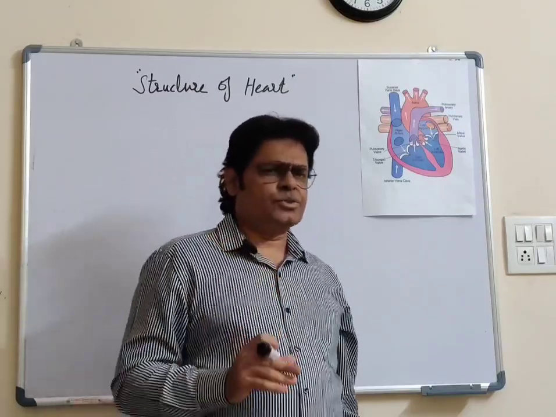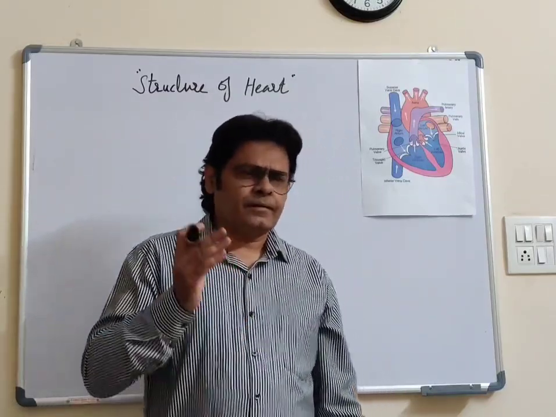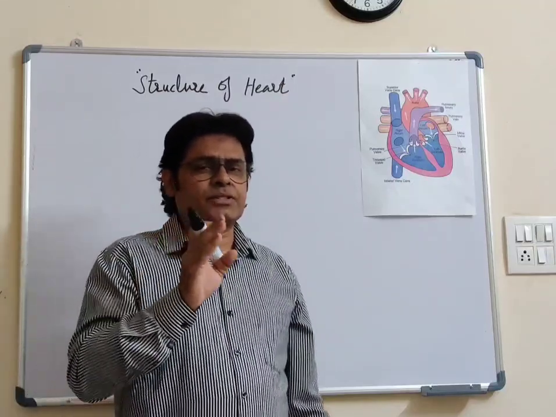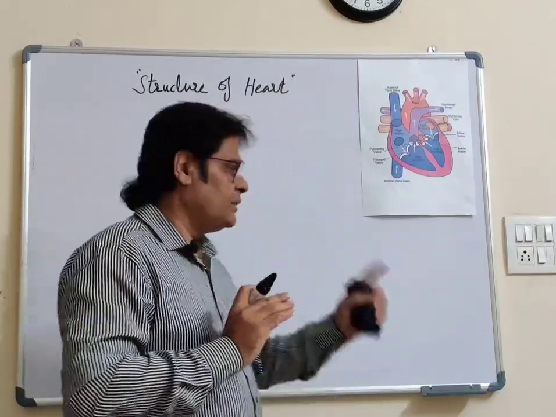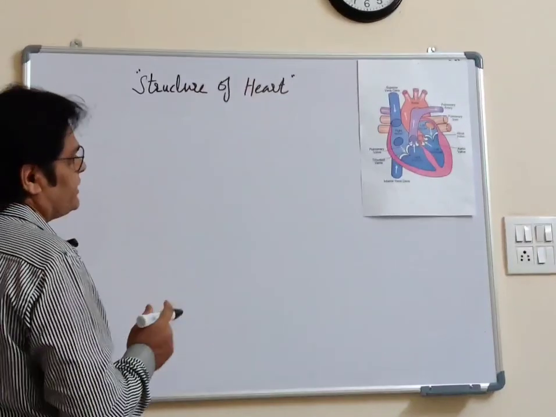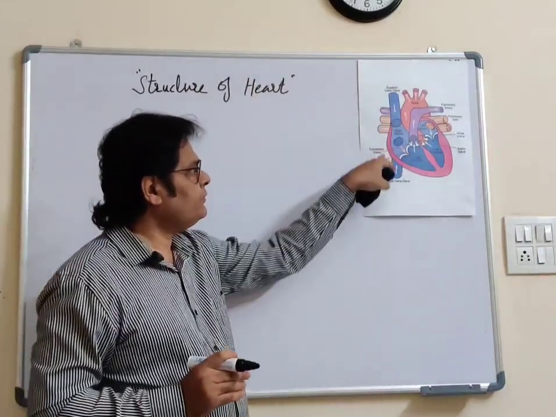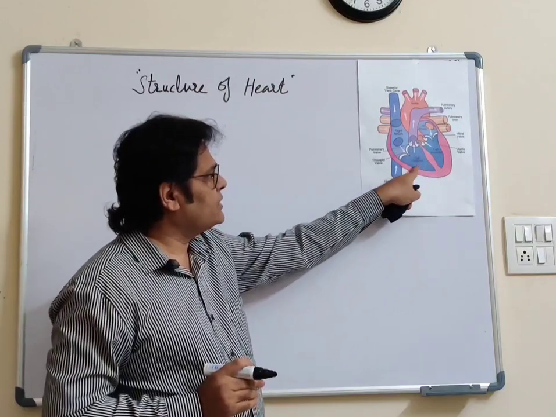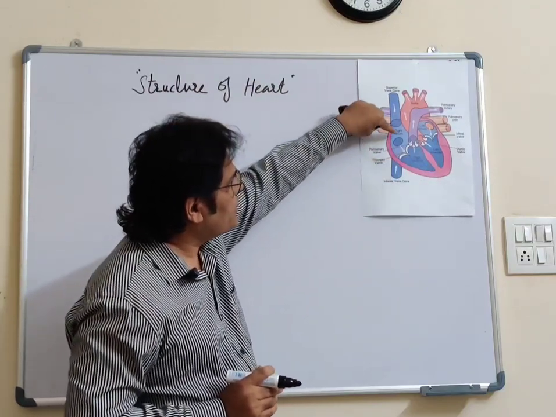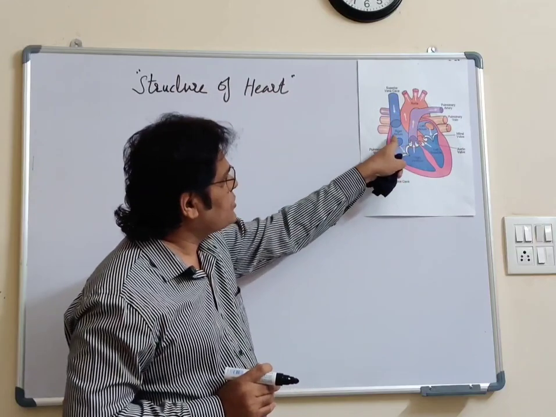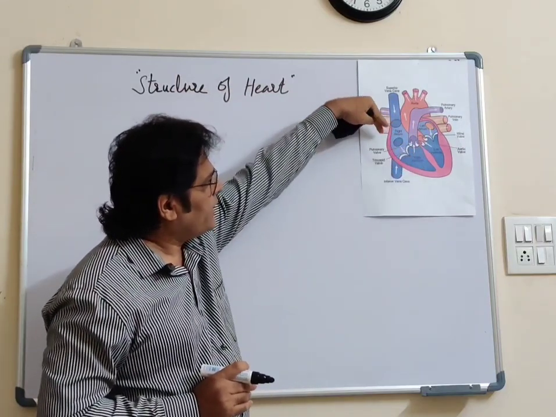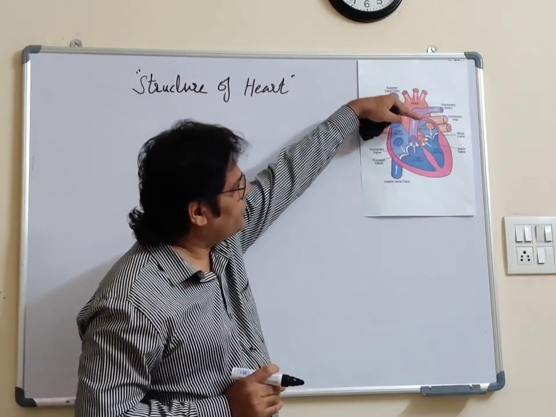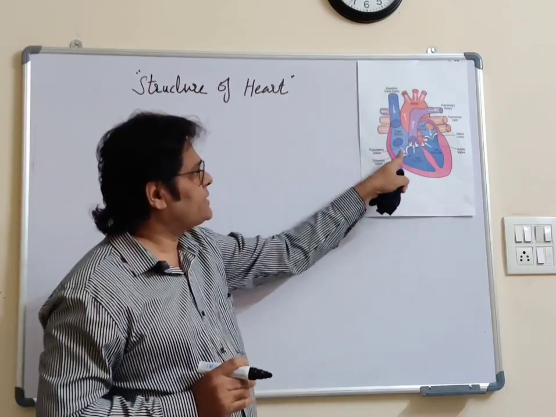So the first question is a 6 mark or 4 mark question: describe the structure of human heart. What are the points you are going to write here? This is the structure of human heart. These two down here are called the ventricles. These two are the auricles. Right auricle, right ventricle, left auricle, left ventricle. These are the parts.